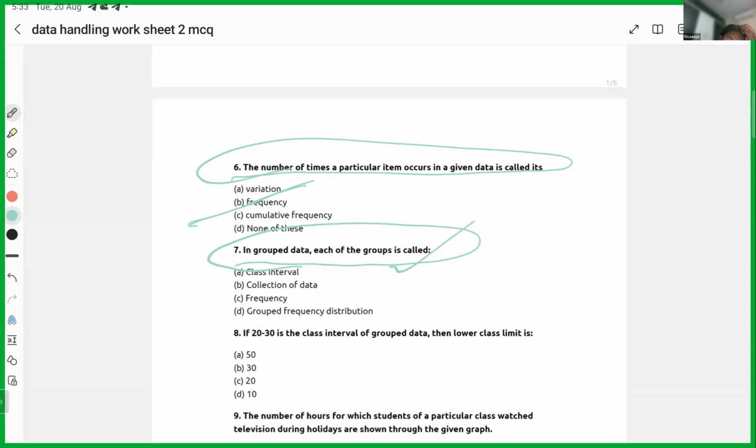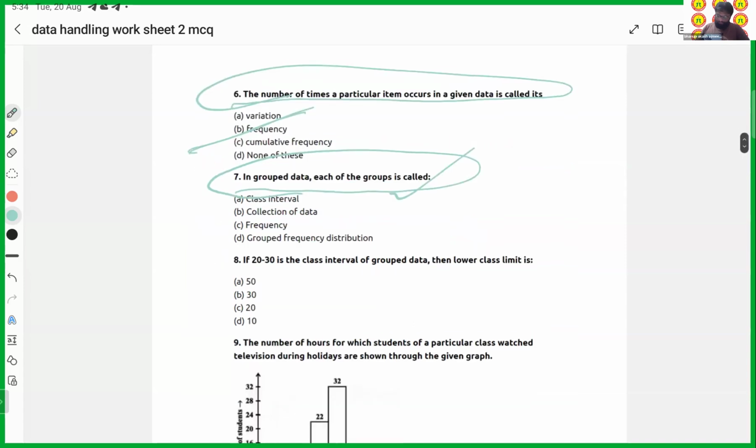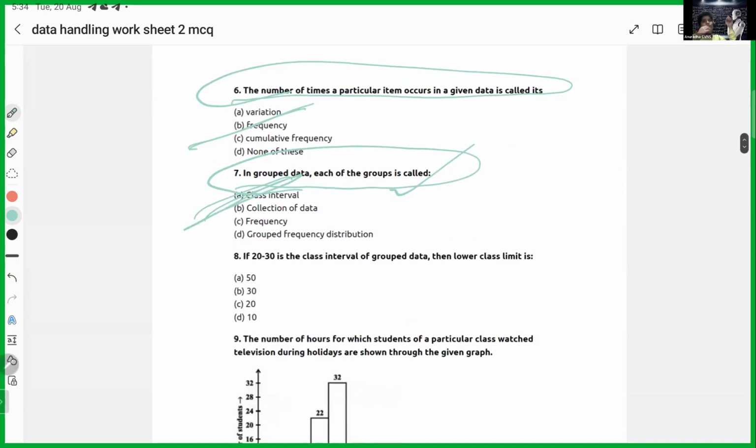Just give me one minute, sir. What was the answer for this? Gagana, what was your answer? Class interval. So the answer is class interval, okay?